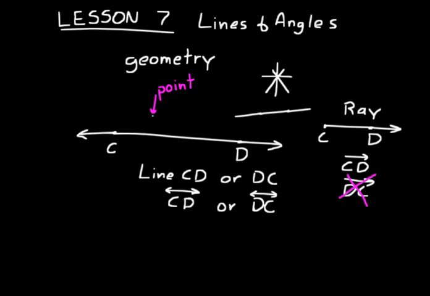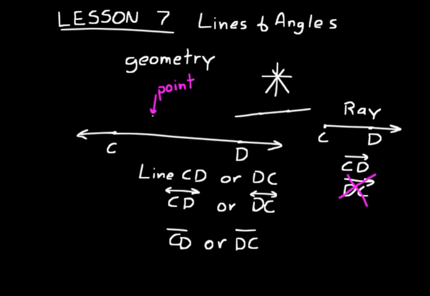So a ray is basically half of a line, and a line segment is just a section of a line that has endpoints on both ends. Like if you look at line CD, we could talk about segment CD. We could just say CD without any arrows above it, and we know we'd be talking about segment CD. You could also say segment DC, mainly because both ends are the same.